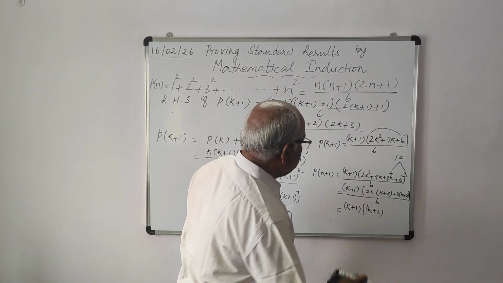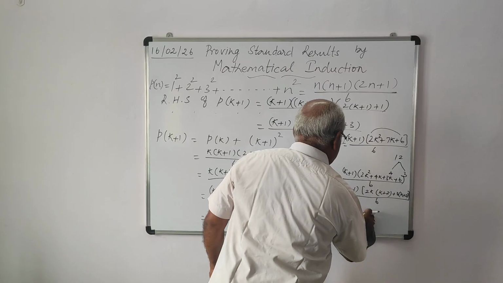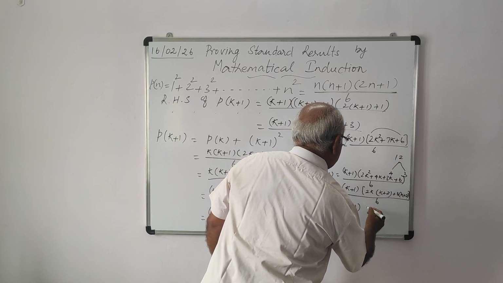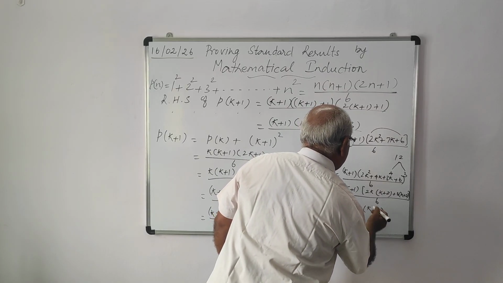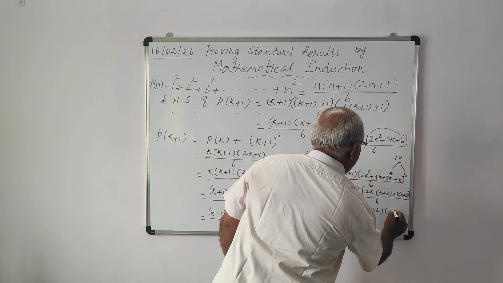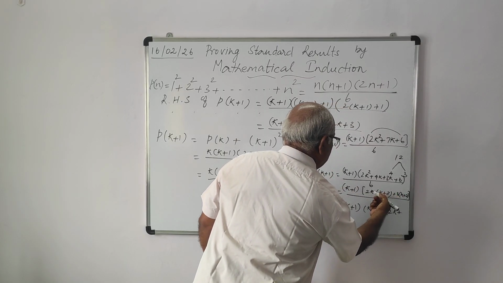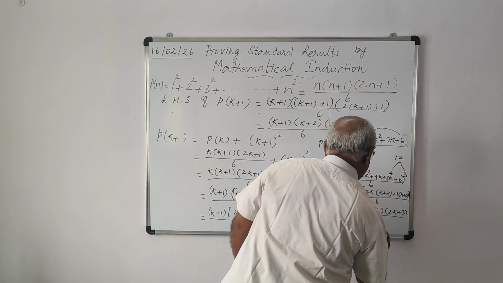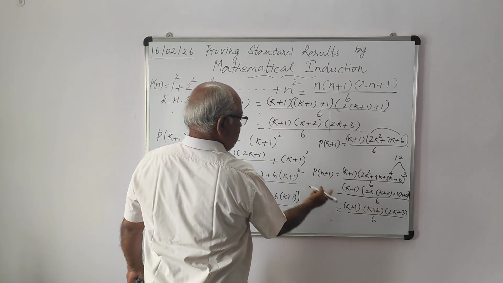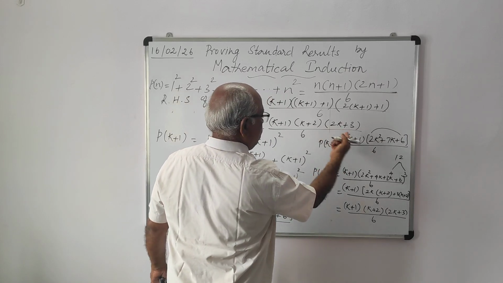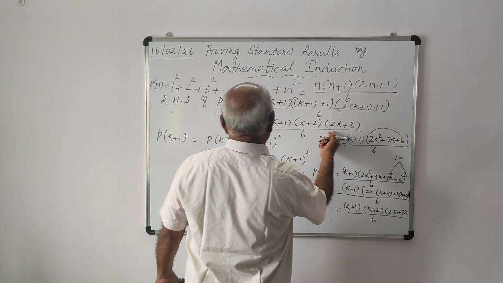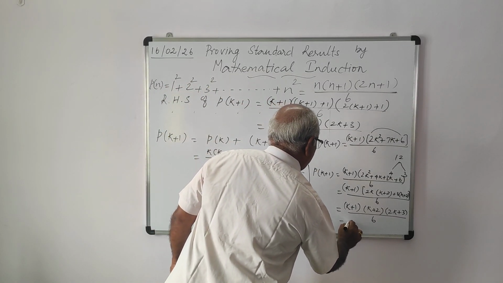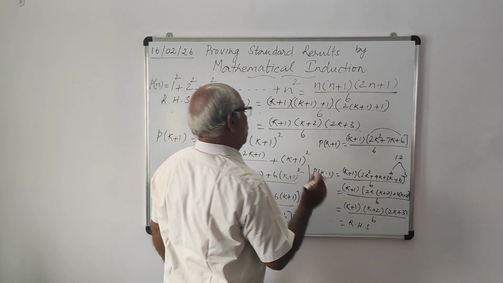If you take these two factors, you will get k plus 1 into, if you take k plus 2 as a common term, k plus 2 into 2k plus 3, by 6. That is k plus 1 into k plus 2 into 2k plus 3 divided by 6. You will get the required answer, and therefore the result is true for n equal to k plus 1 also.